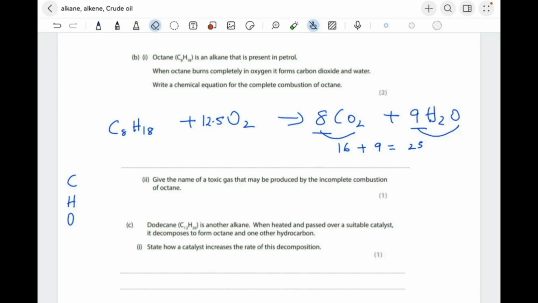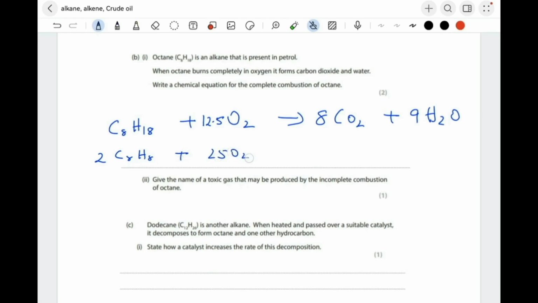Either you can give your answer in decimal or you can double your answer, like 1 becomes 2. 2C8H18 plus 25O2 gives 16CO2 plus 18H2O. Both your answers are right.